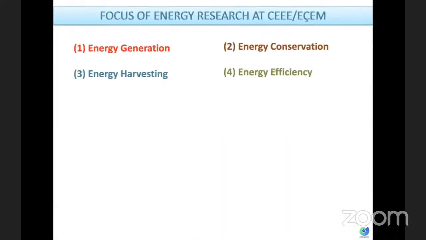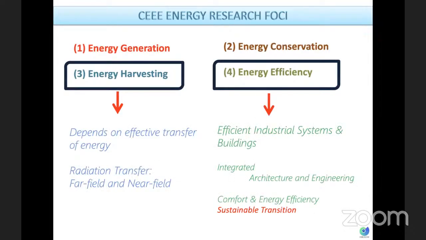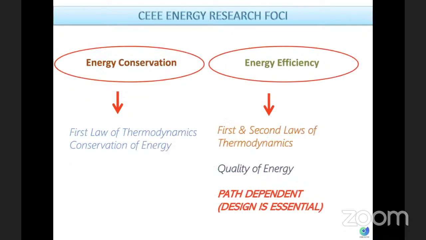When you begin to look at them, energy research includes energy generation, conservation, harvesting, and energy efficiency. Basically, my research has been on harvesting and efficiency, but today we are going to talk mostly about efficiency. When you begin to talk about energy efficiency, it's not energy conservation. It's not turning on and turning off. More than that, it's a path-dependent problem. It's a design problem.